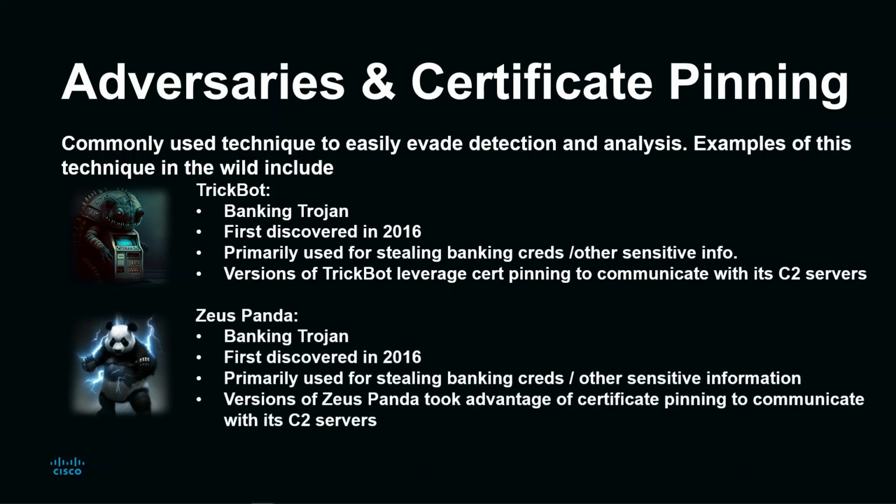Zeus Panda. So again, another banking Trojan, first discovered in 2016, primarily used for stealing banking creds and other sensitive information. Versions of Zeus took advantage of certificate pinning to communicate with its C2 servers. So TrickBot, Zeus, Emotet, all very similar and leveraging certificate pinning to bypass our ability to decrypt.